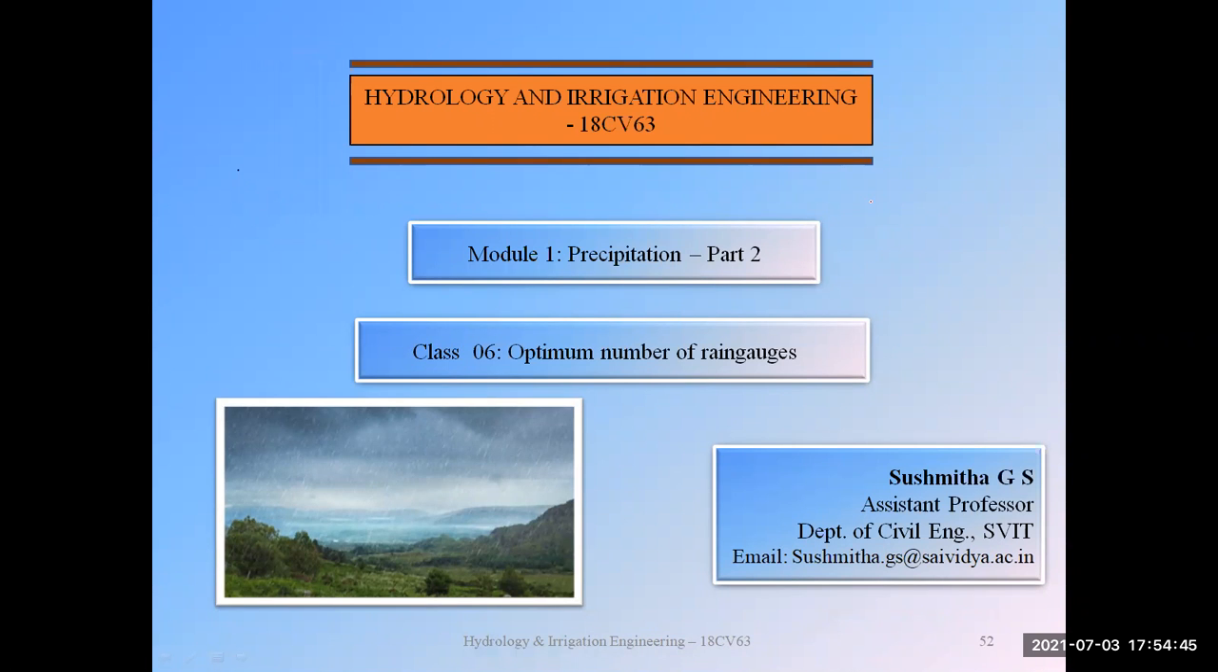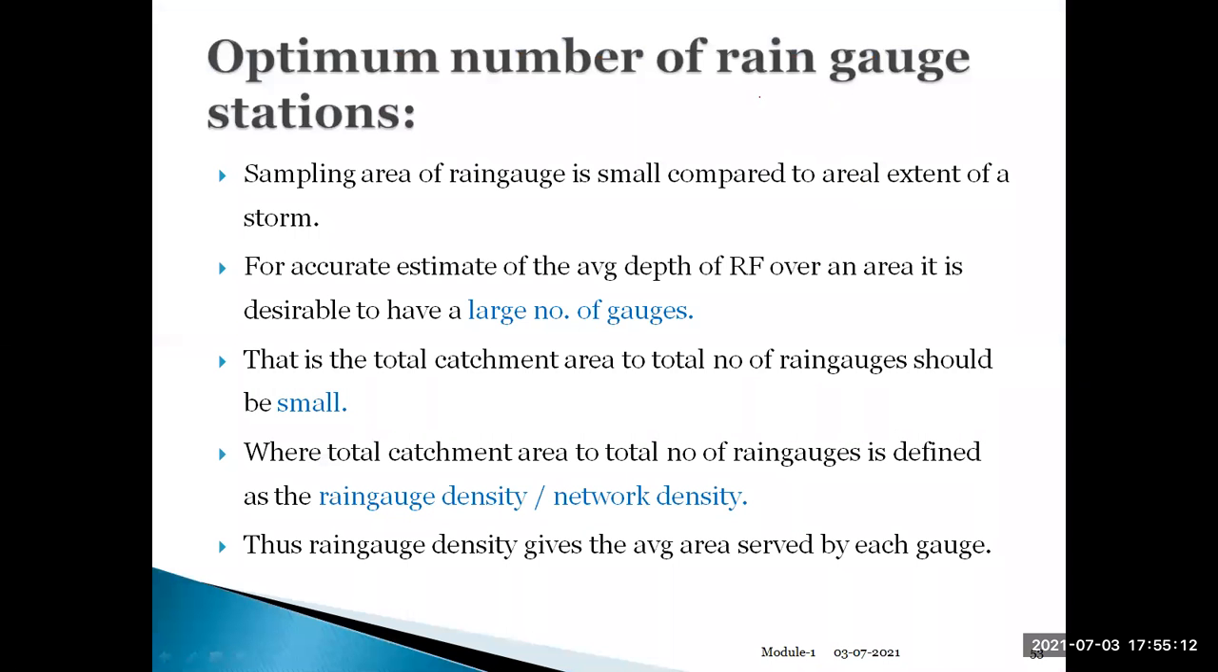In the previous class, we discussed how to measure rainfall. In this class, we are discussing the optimum number of rain gauges. A rain gauge is an instrument used to measure rainfall, and we have discussed two types of rain gauges, that is recording and non-recording rain gauges. Today we'll discuss the optimum number of rain gauges needed to measure rainfall.